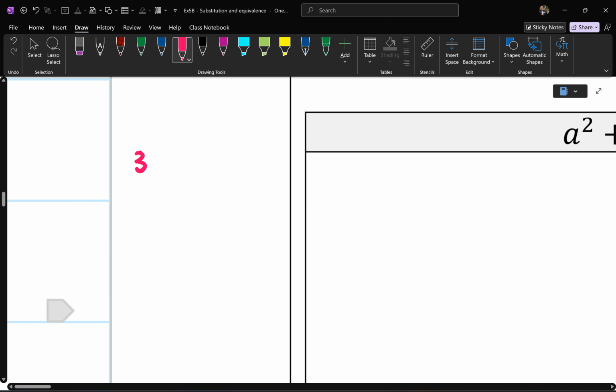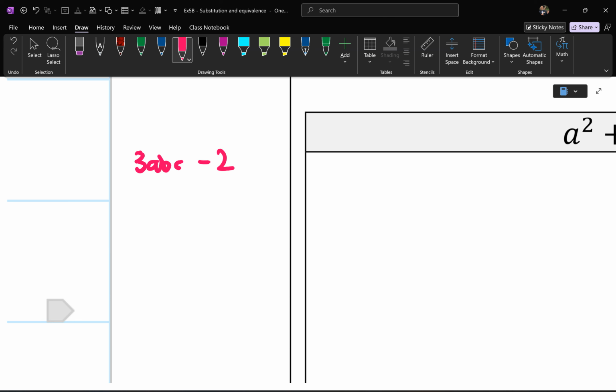Say I gave you 3abc minus 2b squared plus 7. How many terms are there in this expression? 3. Very good. Separated by a plus or minus sign. So here, plus, minus, you've got 3. 1, 2, 3. So there are 3 terms. Do I have a constant term in this expression? Which one's my constant term? 7. Very good. This is my constant term.